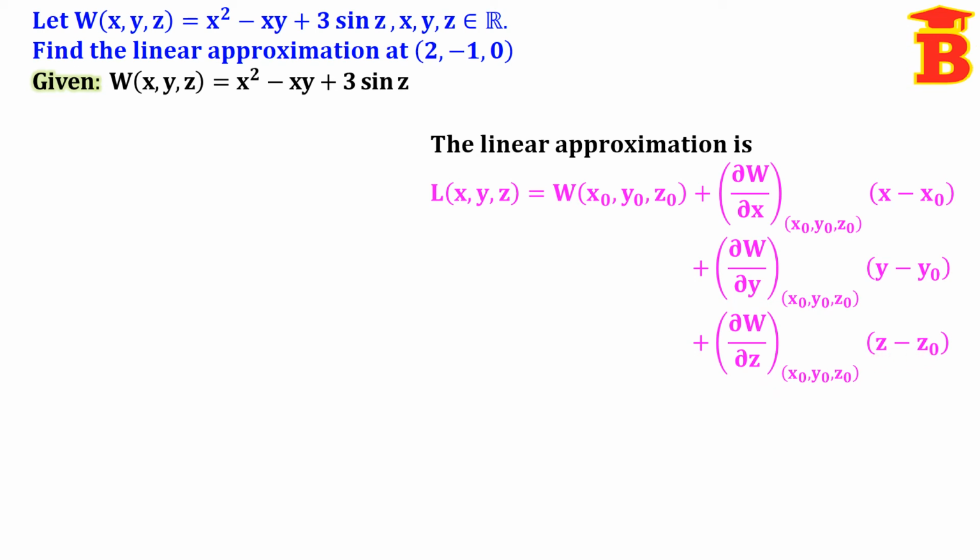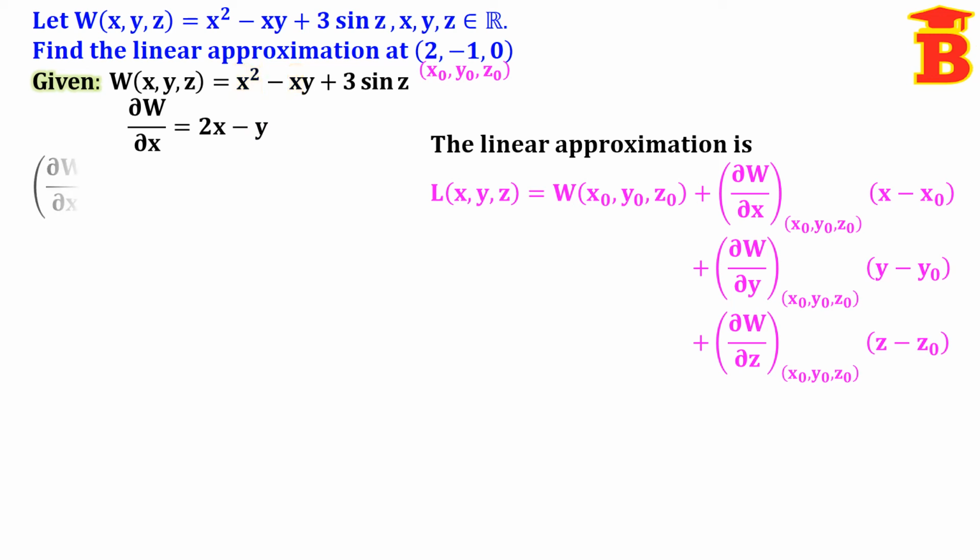So remember there are 3 variables x, y, z. So we have to find dou w by dou x, dou w by dou y, dou w by dou z. And the point x naught, y naught, z naught is 2 minus 1 0. First let us find the partial derivative dou w by dou x. See the x term only and differentiate that only. X square differentiation 2x, x differentiation 1 into minus y minus y.